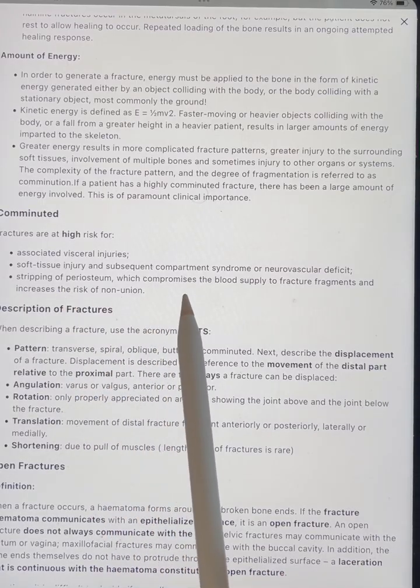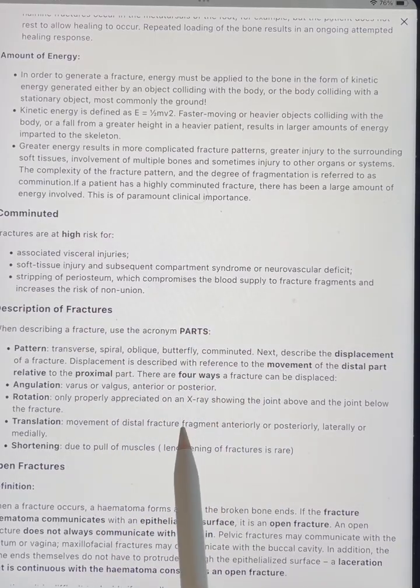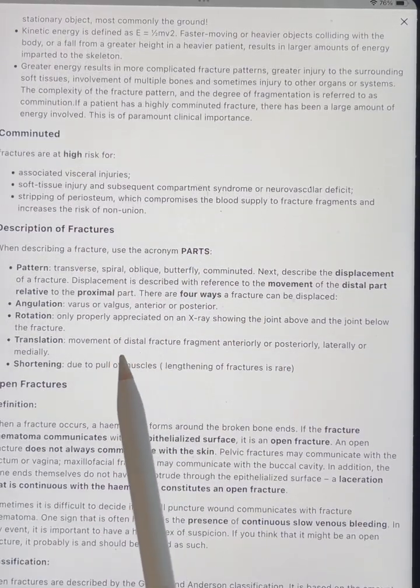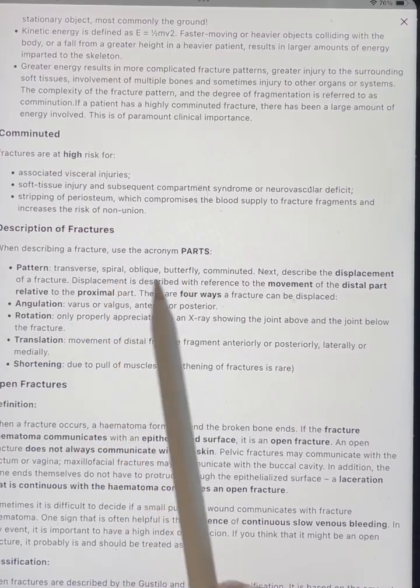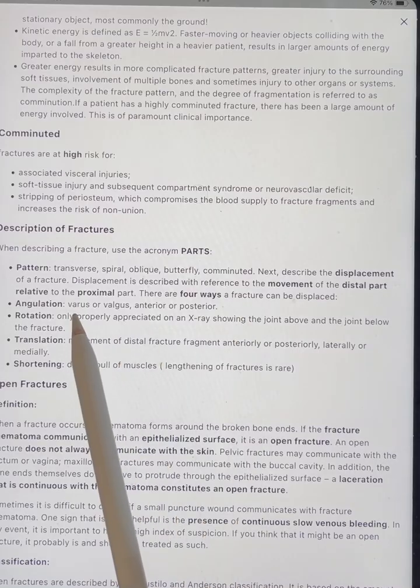Soft tissue injury, subsequently compartment syndrome and neurovascular deficit, and stripping of the periosteum compromise the blood supply to the fracture fragments. Description of the fractures depends upon the parts and names of the acronym. Pattern: transverse, spiral, oblique, butterfly, comminuted, and displacement fractures.